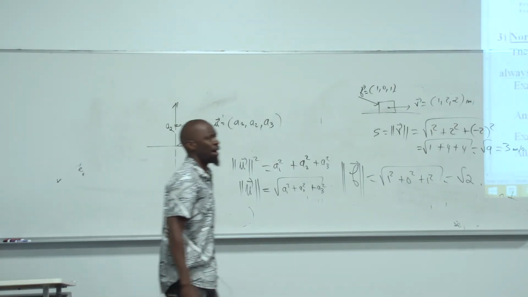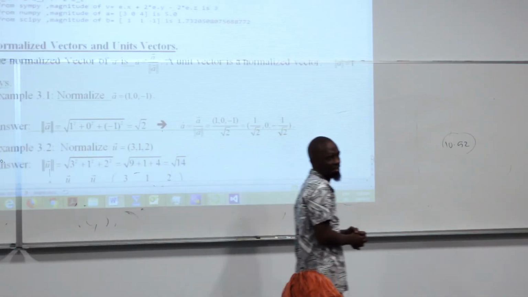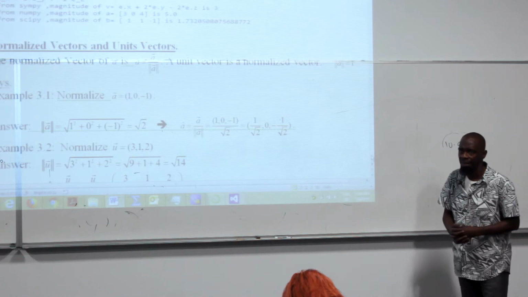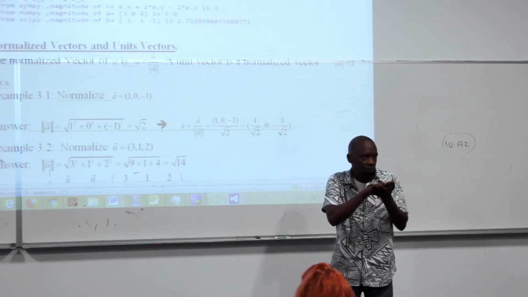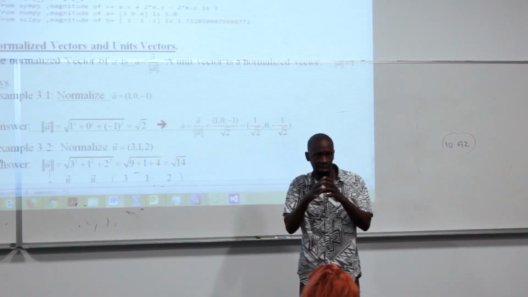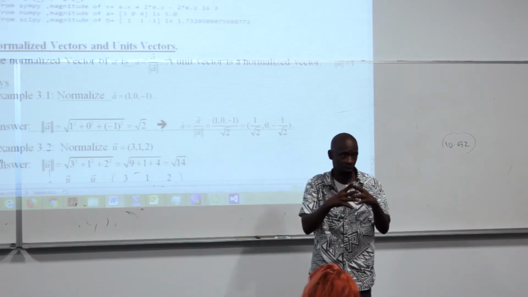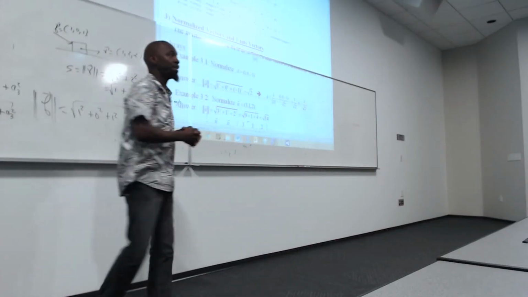Now, how to normalize a vector? What is the idea behind normalizing a vector? This is a way to look for the direction of a vector. Remember, a vector combines the magnitude and the direction. Now, we know how to get the magnitude. Now, we need to know the direction.